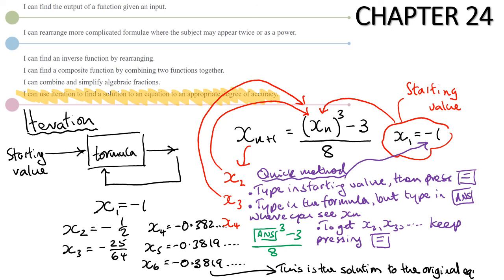That's a nice easy method. So this is a question that you should be able to pick up lots of marks on, as long as you remember how to type this in on your calculator. So this now covers the whole of chapter 24.